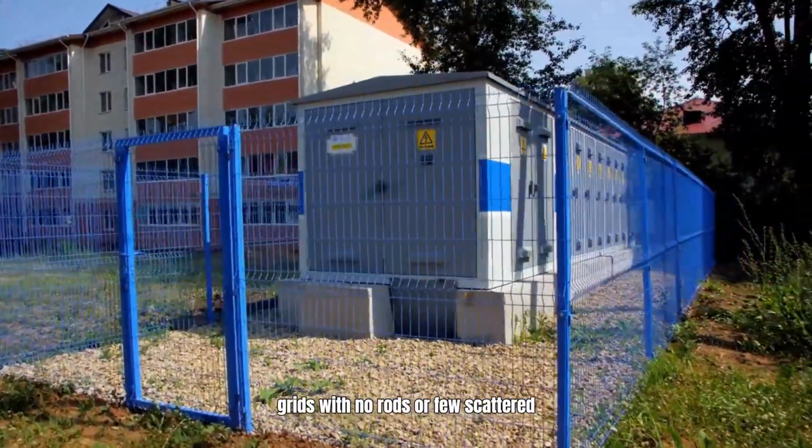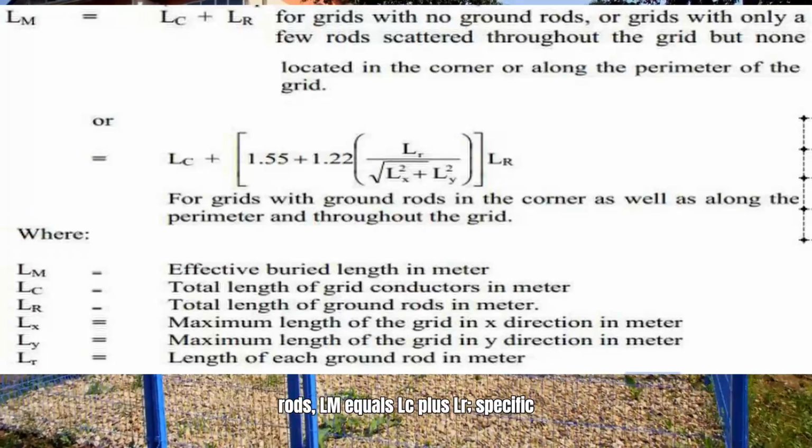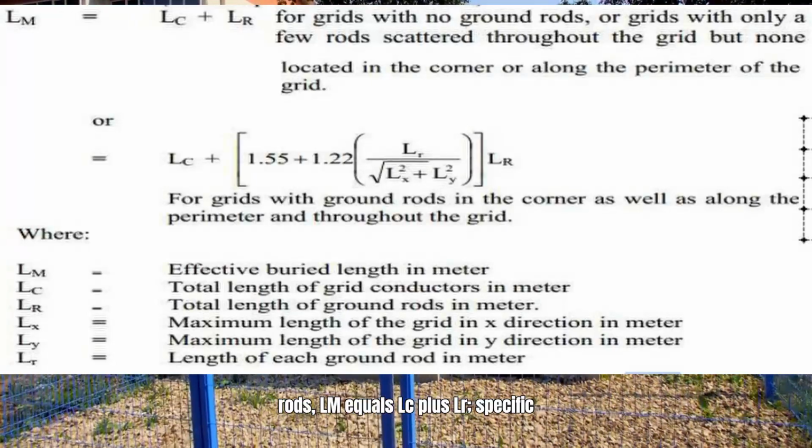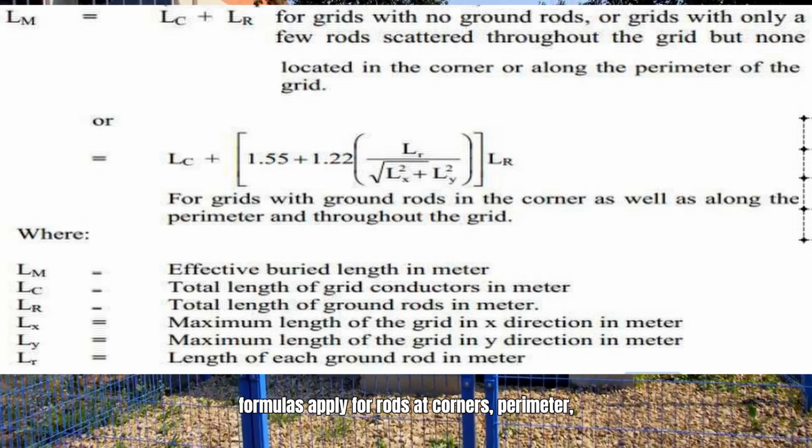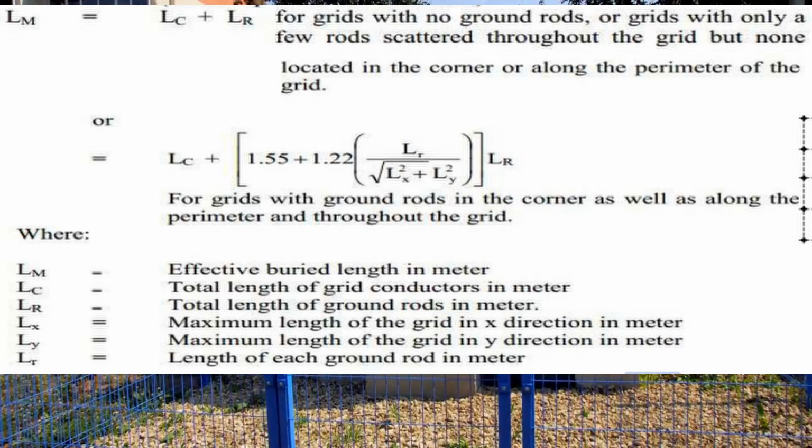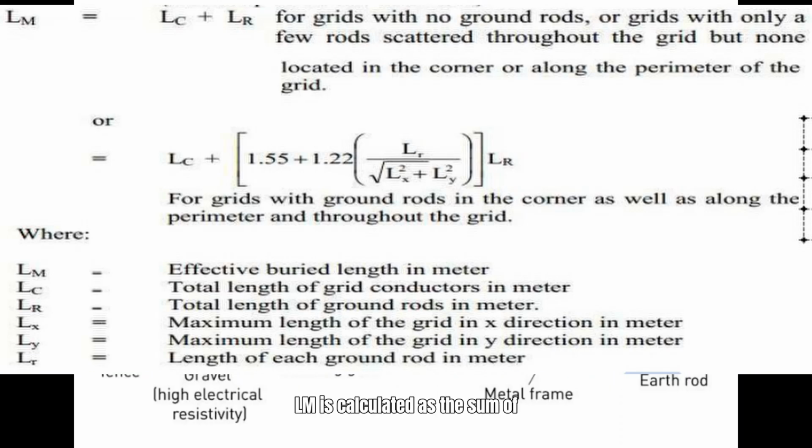For grids with no rods or few scattered rods, Lm equals Lc plus Lr. Specific formulas apply for rods at corners, perimeter, and throughout the grid. Lm is calculated as the sum of grid conductors Lc and ground rods Lr, or adjusted using grid dimensions Lx, Ly, and rod length Lr for configurations with rods strategically placed at corners, along the perimeter, or scattered.